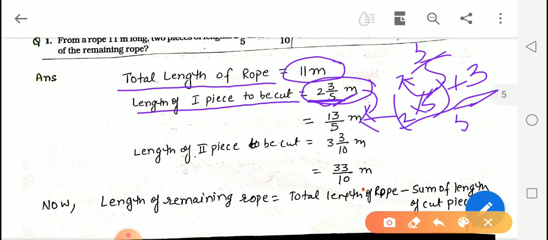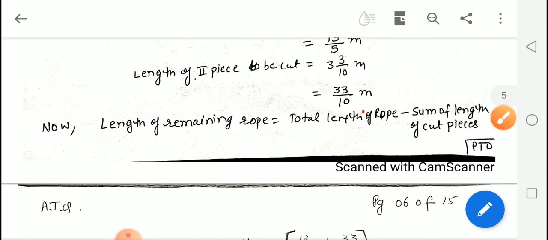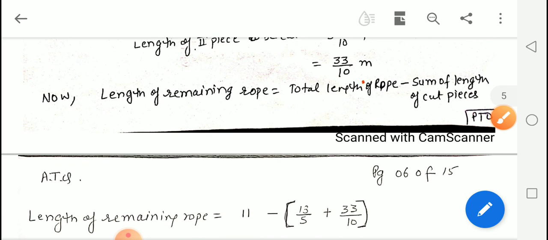Now the length of the second piece to be cut is 3 3 by 10. This is also a mixed fraction. We will convert this into an improper fraction. Now we will see what we have to do in the question.